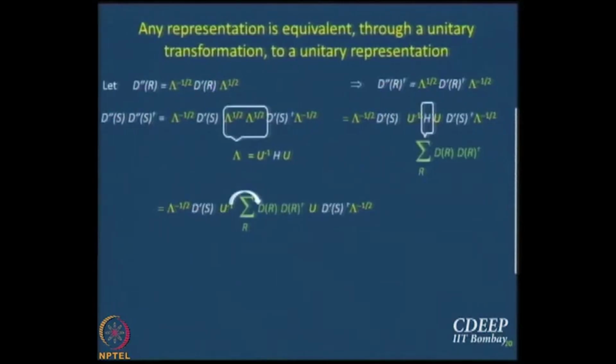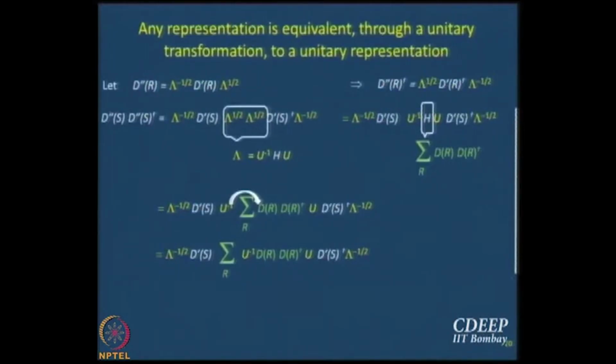Without losing any generality, I can bring the U inverse inside, right? Because what are we summing over? We are summing over all R. Is U different for every R? No. Where did we get U from? What is U? It is the matrix of the eigenvectors of H. How did we get H? What is H? Sum over R dR dR dagger, right? So it does not matter which symmetry operation you are working with, it is the same. So I bring U inverse inside, and this is what I get.